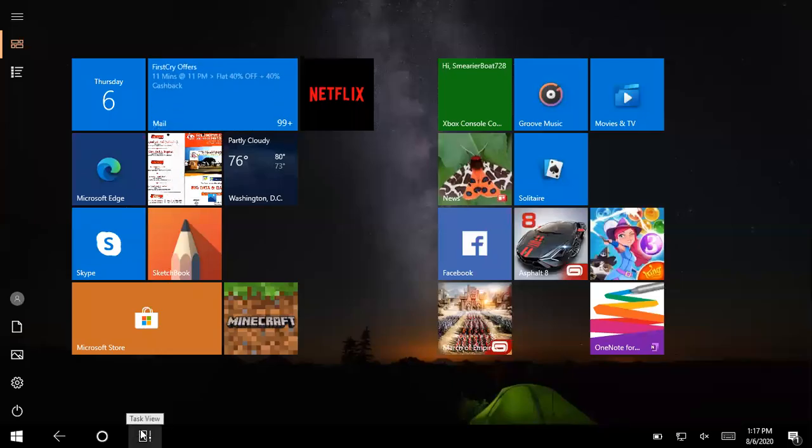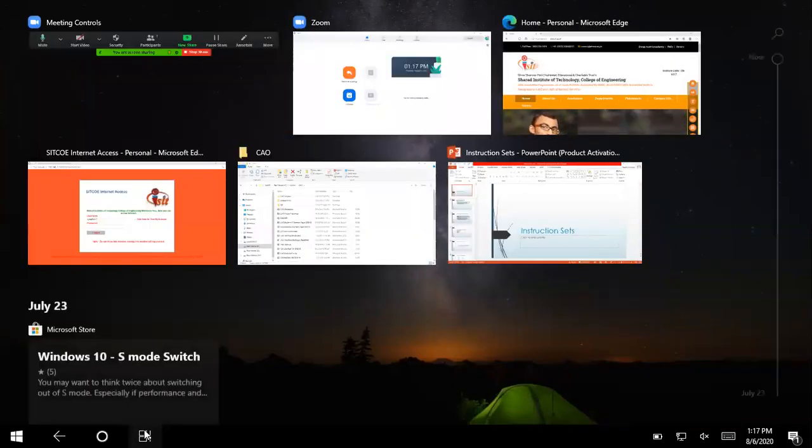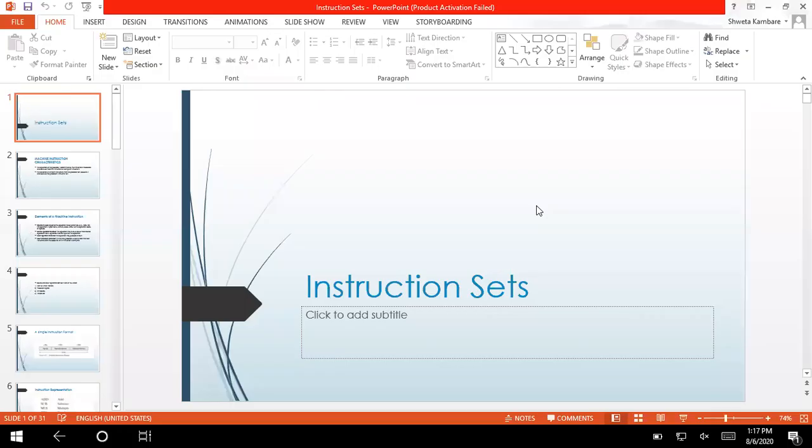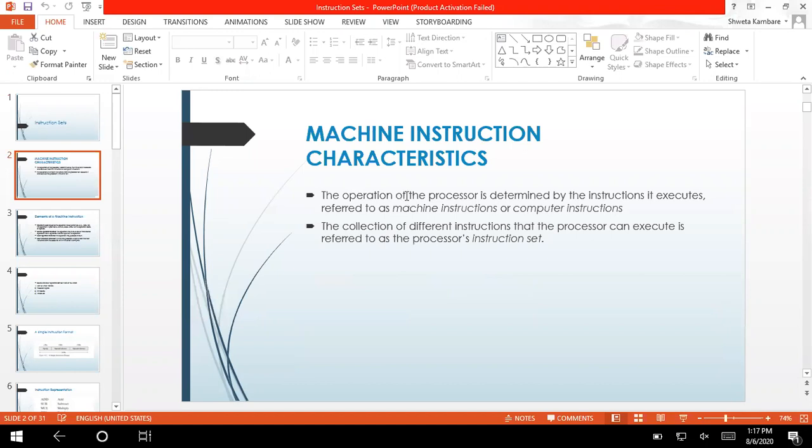Hello friends, in the last lecture we have discussed how the instructions are executed in your computer. Today we are going to talk about the instruction set which is used. The instruction set has your instructions, those instructions which can be executed by your processor.